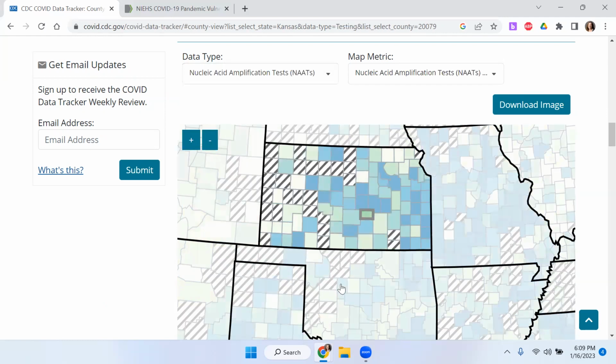What percent of tests that people are taking at testing centers are coming back positive? Of course, we've shut down a lot of those testing centers. So a lot of this information, again, is going to be a real undercount. Our percent positivity here, in my county, is 8.52. The CDC says under 5% is low. So we are not low there.